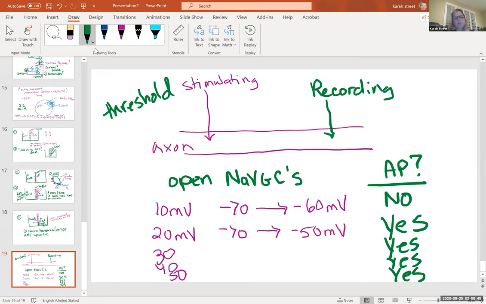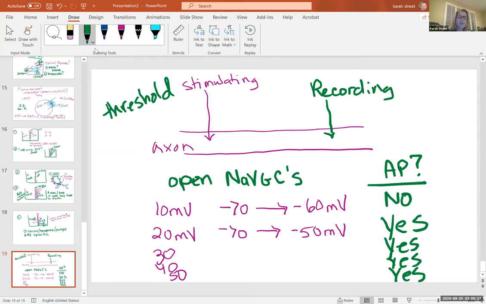A lot of textbooks tell you threshold is a number. Threshold means you get to minus 55. After minus 55, these sodium voltage gated channels have opened and they open in an all or none fashion. Threshold is not a number. Threshold is a concept. Threshold means that the inside of the cell has become less negative, more positive enough to open sodium voltage gated channels.